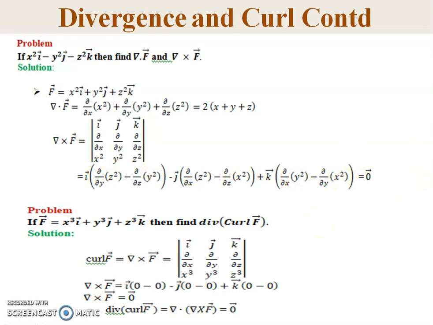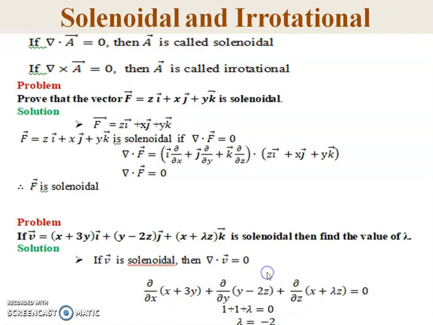Okay. Next problem. If f vector equal to x cube i vector plus y cube j vector plus z cube k vector, then find divergence of curl f vector. What is curl f vector? Del cross f vector. Write ijk here, put the derivatives here, write the components here, expand the determinant, we get del cross f vector equal to 0. Divergence of del cross f vector means del dot del cross f vector. Del cross f is 0 here, del dot 0 is 0 here, right?